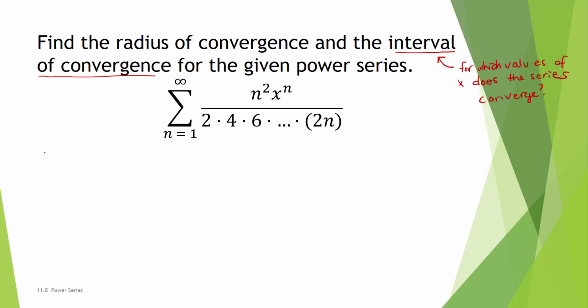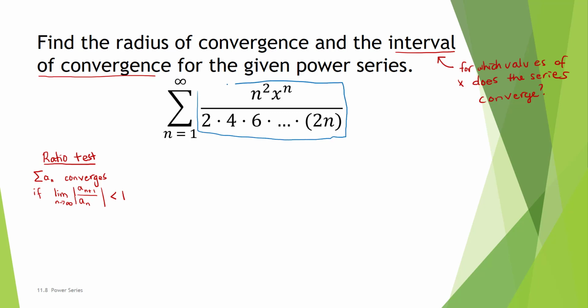The ratio test is our go-to method. The ratio test says that a series, a sub n, converges if the limit as n approaches infinity of the absolute value of a sub n plus 1 divided by a sub n is less than 1. What we want to do is figure out which values of x make that limit less than 1. So for our series, a sub n is this expression.